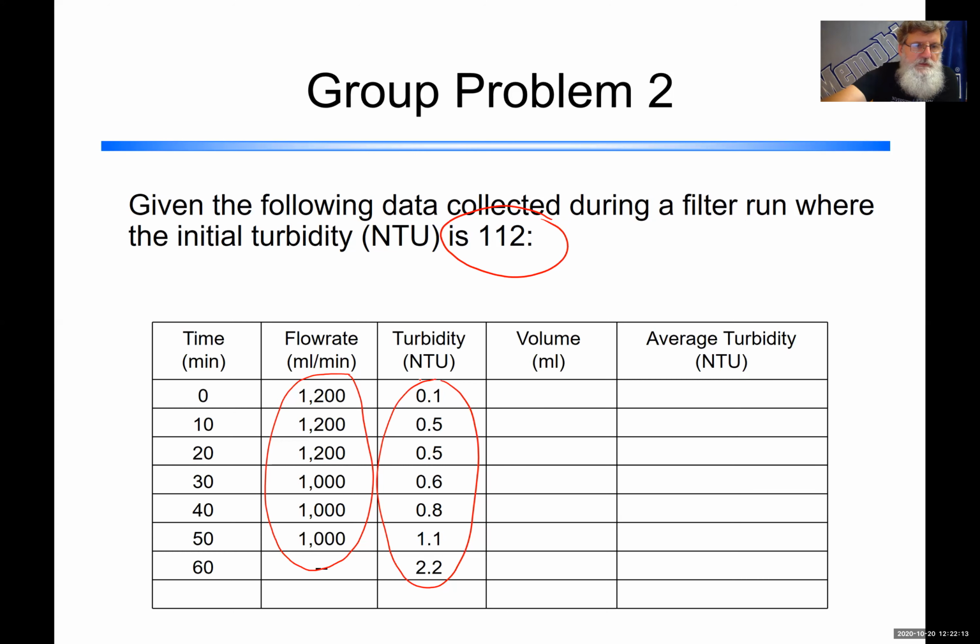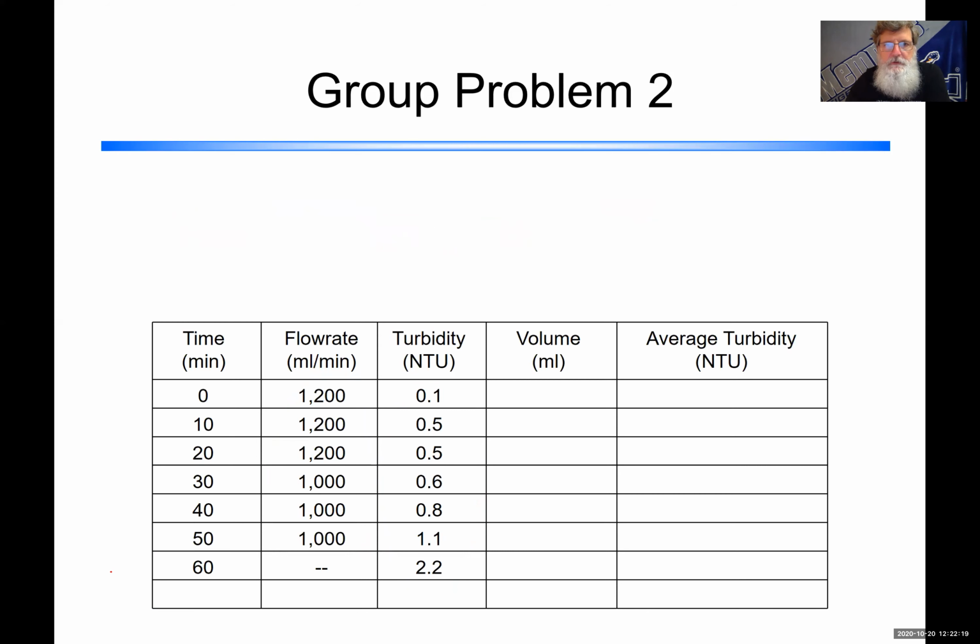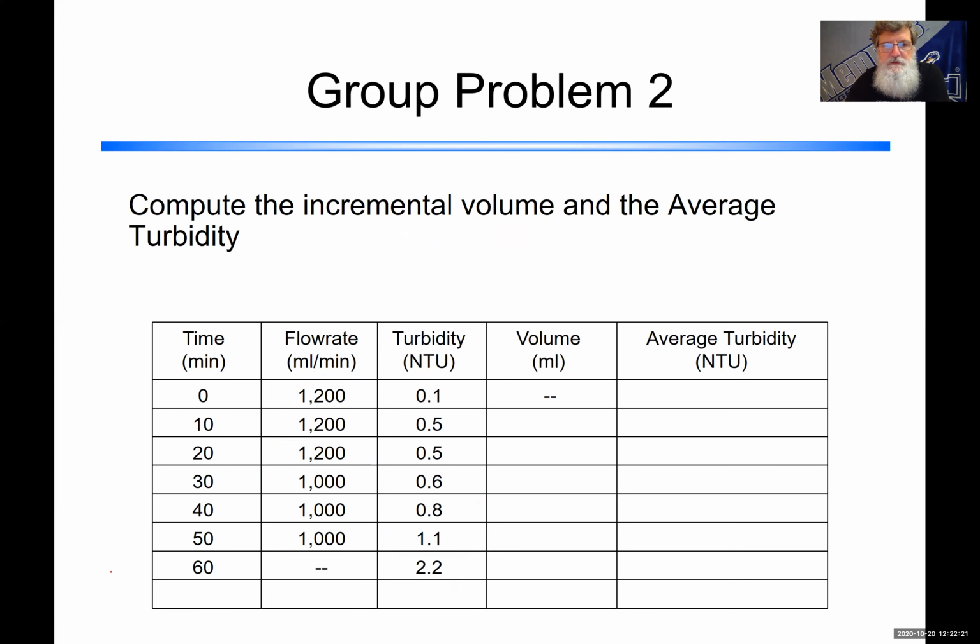All right, so let's do the calculation. So let's do our flow rates. So the first flow rate is 0. So the first 3 are 1,200 milliliters per minute times 10 minutes. That will give you 12,000 milliliters for the first 3.